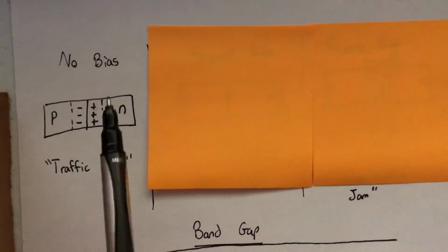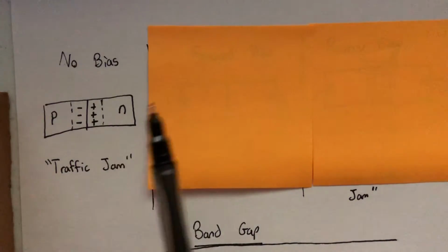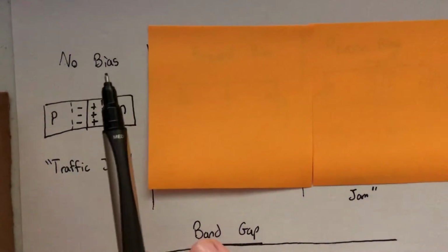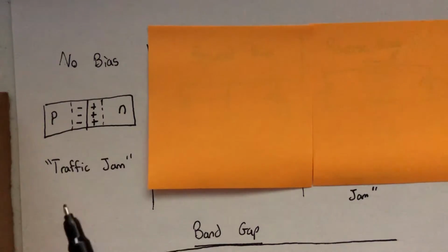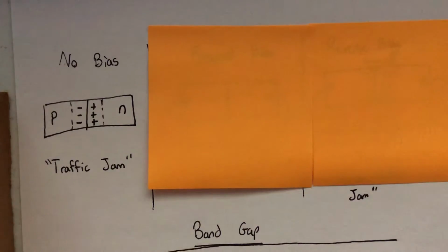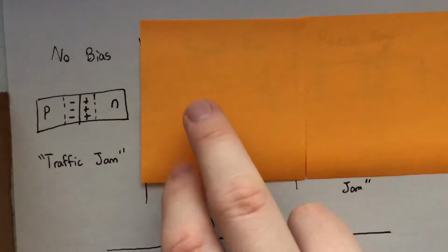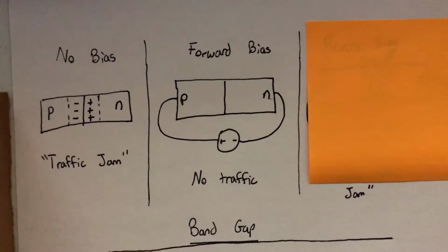Now, there are three different biases or cases when it comes to these p-n junctions. The first one is no bias that we saw before, and it's the traffic jam. Nothing's happening, nothing's acting on it, and so it's going to stay like this for a very long time. Now, the second one is called forward bias.